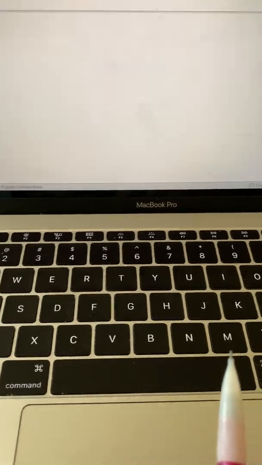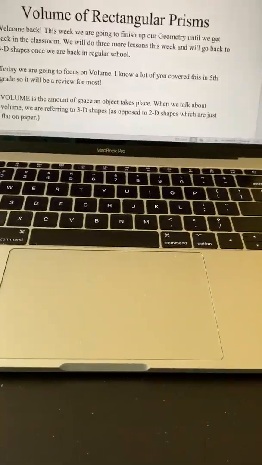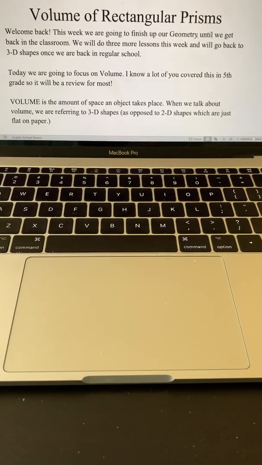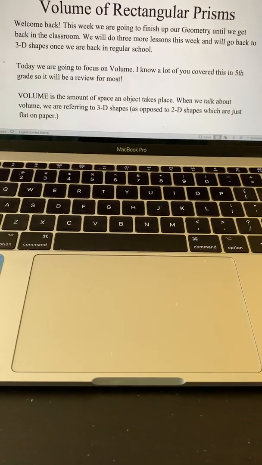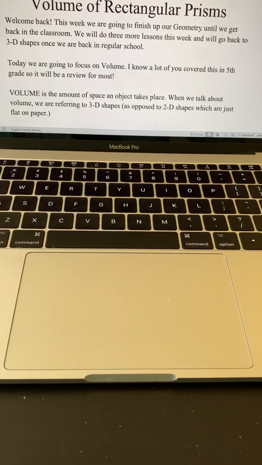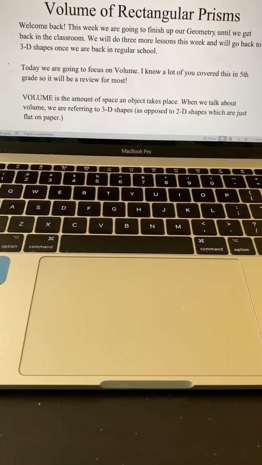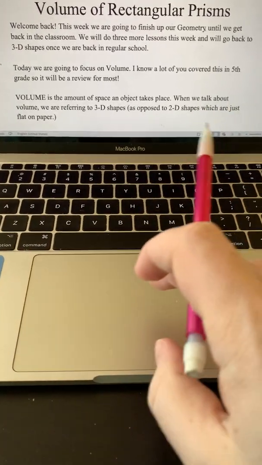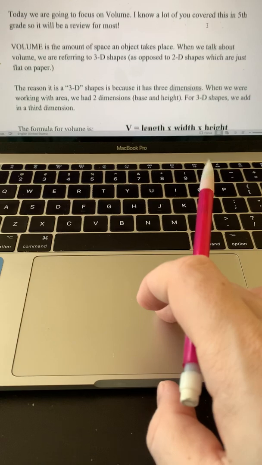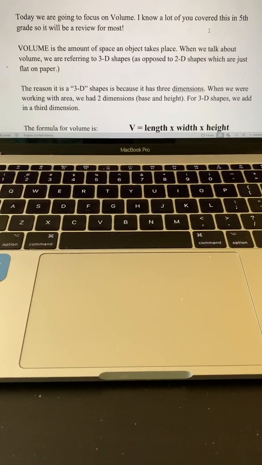Okay. We are now ready to jump into today's lesson. Today we're going to be working on the volume of a rectangular prism. This week we're going to finish up our geometry unit until we go back into the classroom. We'll do 3 more lessons this week and we'll go back to 3D shapes once we're back in regular school. So we're talking today about 3-dimensional shapes rather than the 2D flat shapes that we have been working on. We're going to focus on volume. I know a lot of you covered this in 5th grade, so it'll be a review for most.